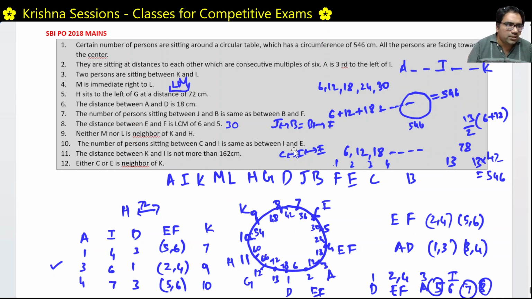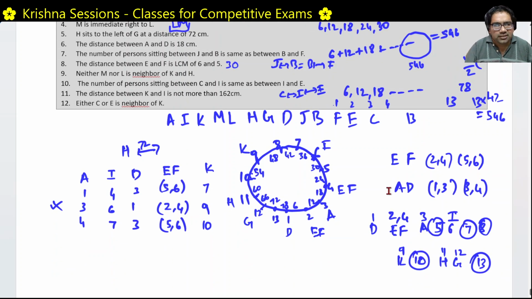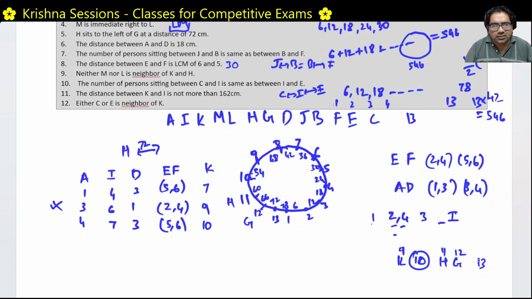So, what does that mean? This option A sitting at 3 is clearly not working. So, let's remove this option. Okay, now revisit. Let's revisit again. Let's erase all of this except H and G. H and G is anyway fixed, right? H and G is anyway fixed.